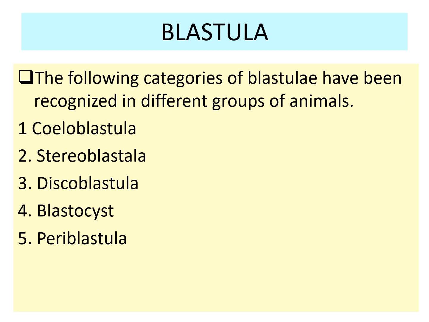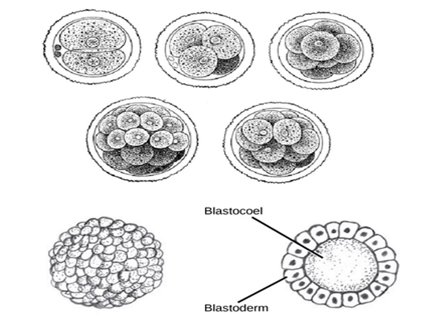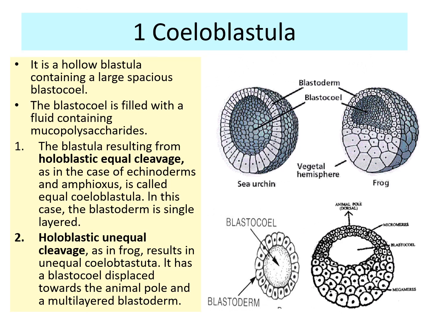There are the following types of blastula in animals: coeloblastula, stereoblastula, discoblastula, blastocyst and periblastula. As I've told you, cleavage is a very important process which leads to the formation of a large number of cells, and ultimately the blastula is formed after the cleavage.